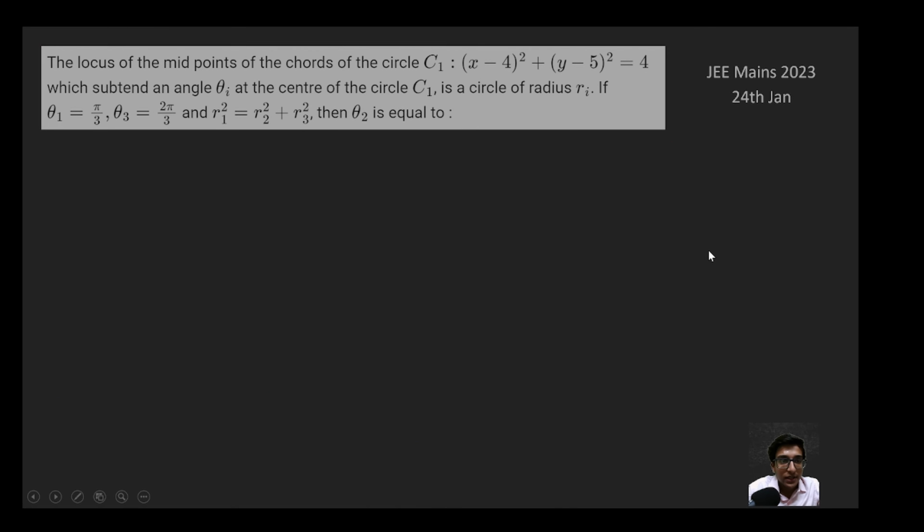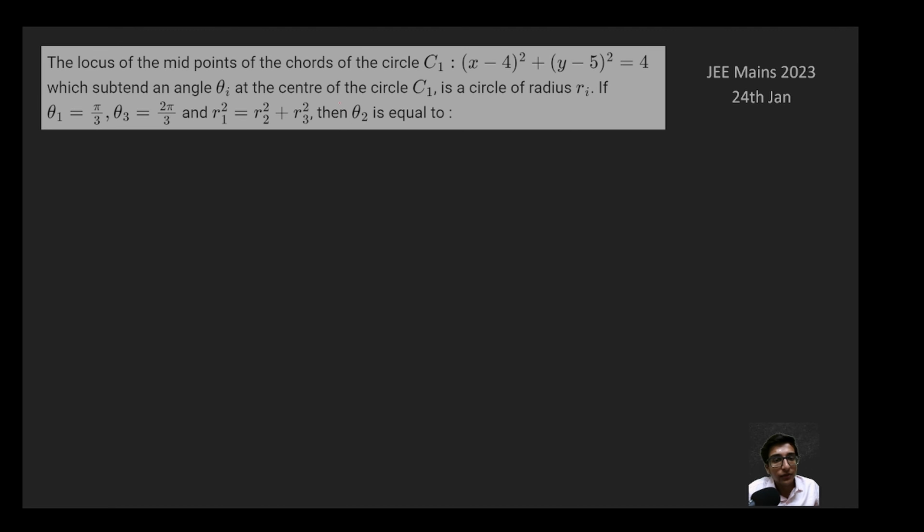Now let us look at this question. The locus of the midpoints of the chords of the circle C1 which subtend an angle theta i at the center of the circle C1 is a circle of radius Ri. If theta 1 is this, theta 3 is this, and r1 square is equals to r2 square plus r3 square, then theta 2 is equal to.